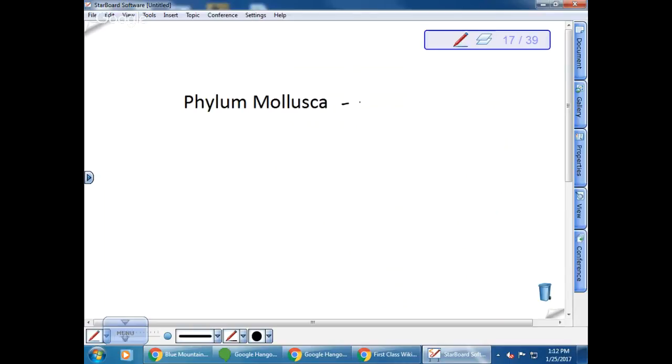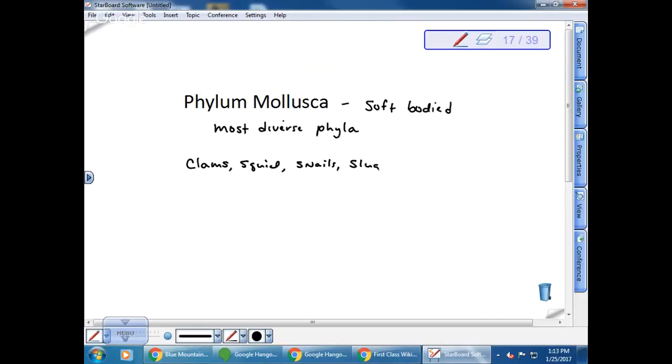Okay, so Mollusca means soft-bodied. Mollus means soft. And this is the most diverse phylum in terms of all the different kinds of organisms that are found in them. So if we look at the diversity, we have clams, right? We have squid, we have snails, we have slugs. I think I'm missing one. Things like oysters. Anybody else think about what might be in here?